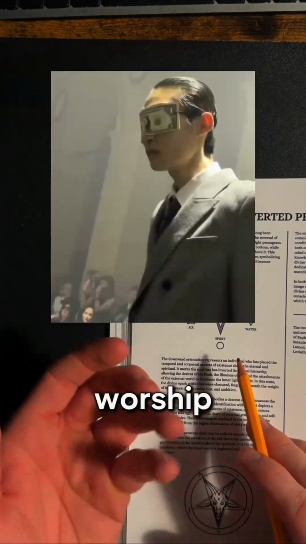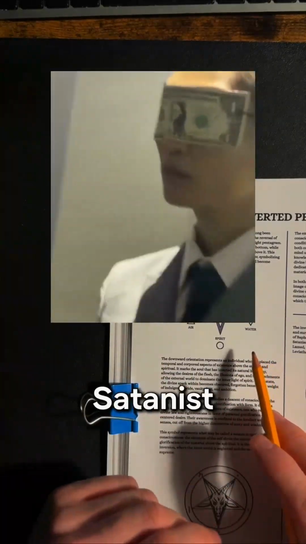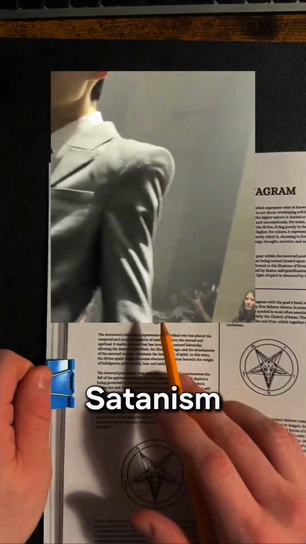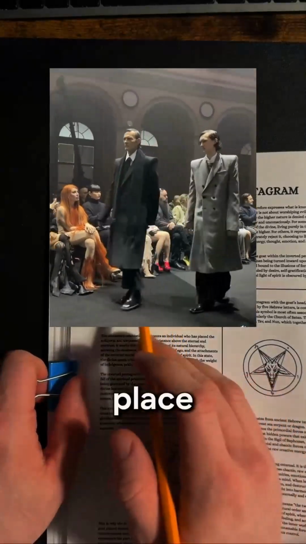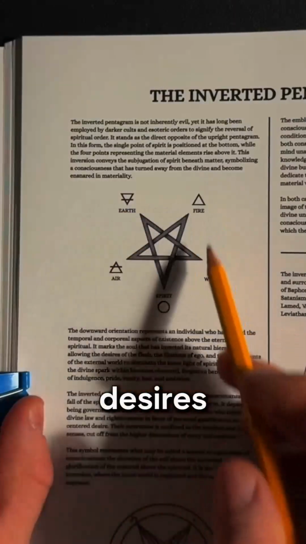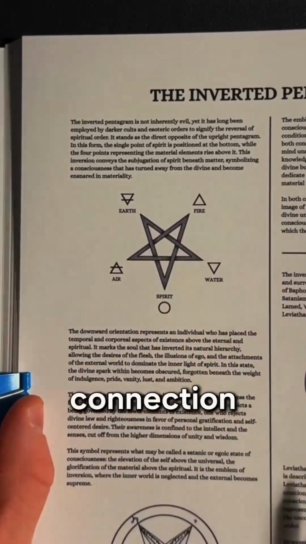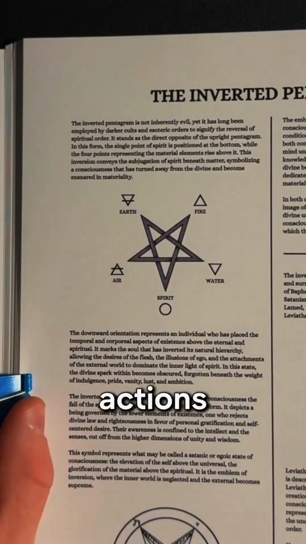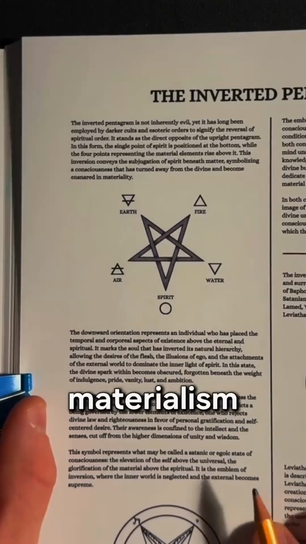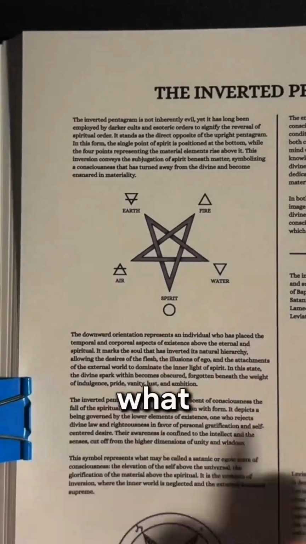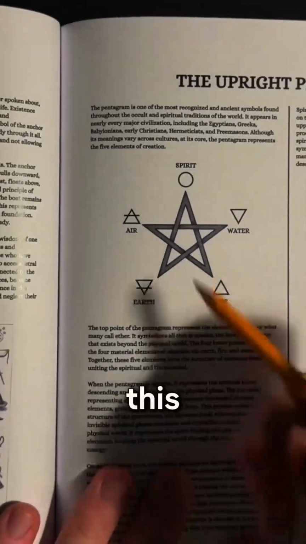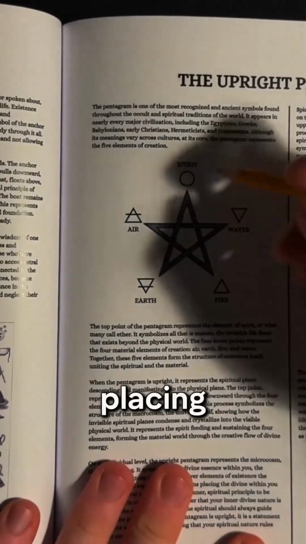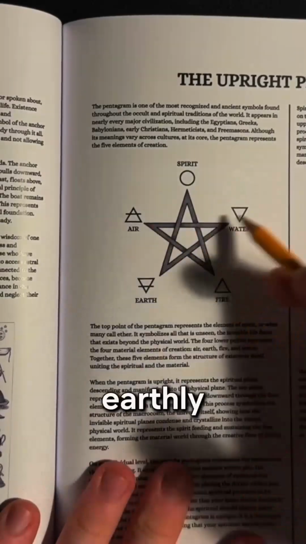And you can still worship Jesus, by the way, and be a Satanist. And the reason why I say that is because Satanism is not about who you worship, it's the state of consciousness you operate from. If you place your earthly desires and earthly elements over your spiritual connection, and you only spend your thought power, actions, and desires towards materialism, then that is what a Satanist is, and that's what the pentagram represents, placing your spiritual connection below the earthly elements. And that's why this pentagram is the good pentagram, placing your spiritual connection over your earthly desires.